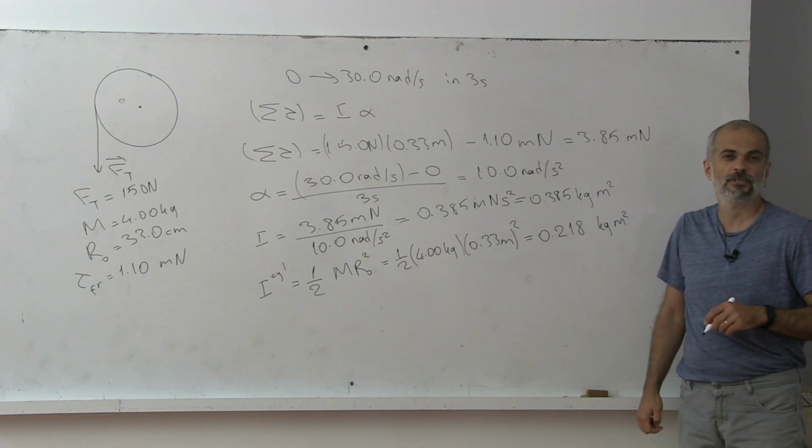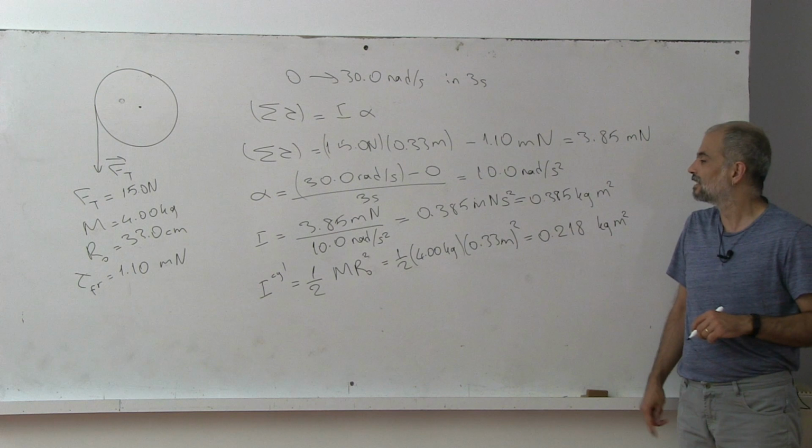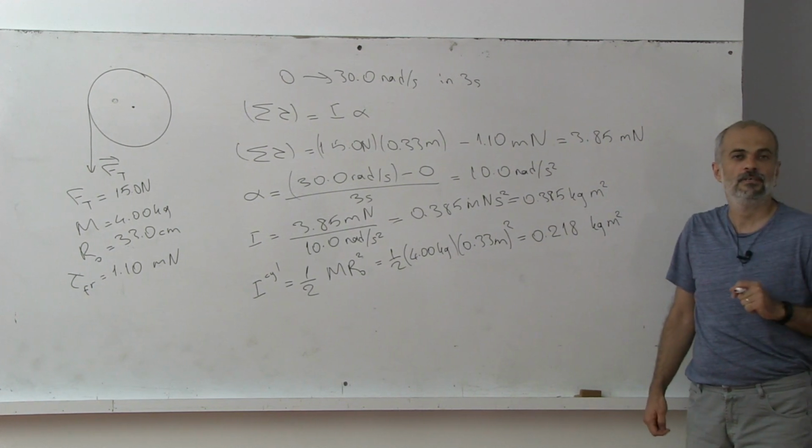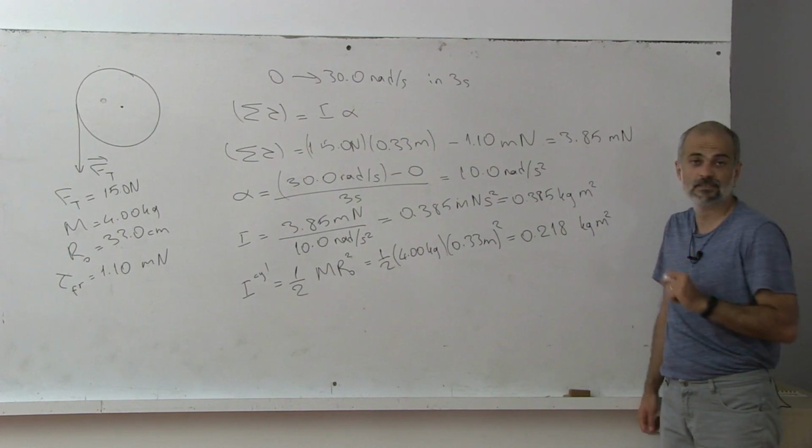Now, note that the moment of inertia for a homogeneous cylinder is less than the moment of inertia of the pulley, which basically tells us that the mass of the pulley is more concentrated at the outer rim of the pulley rather than at the center.